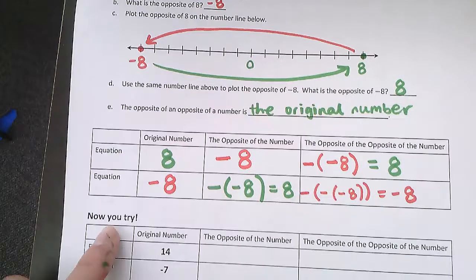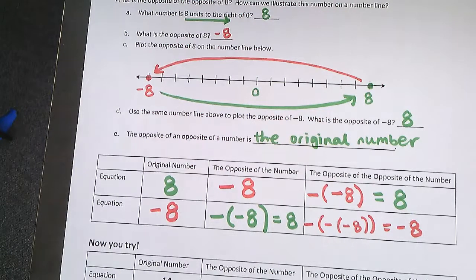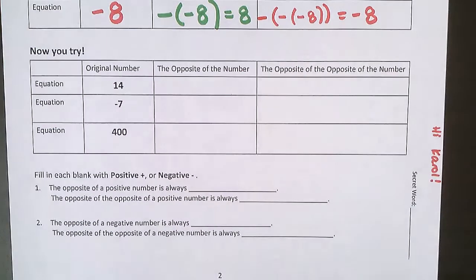Before we do the now you try part, the secret word today is eagle, like the bird. The secret word is eagle. So if you're listening closely, go ahead and write that at the corner of your paper. Secret word is eagle. All right, so now we're going on to the now you try.